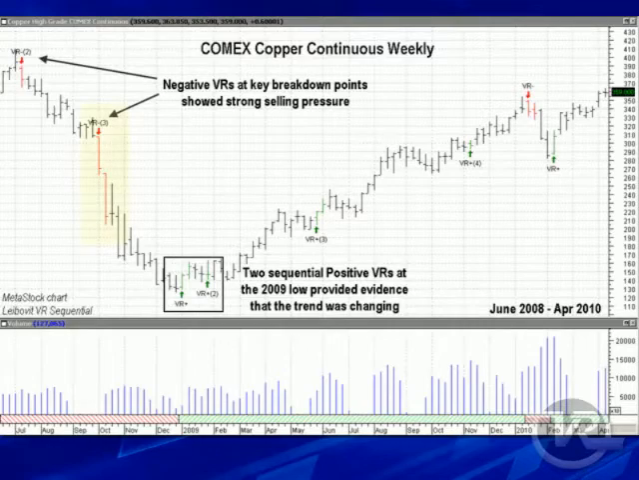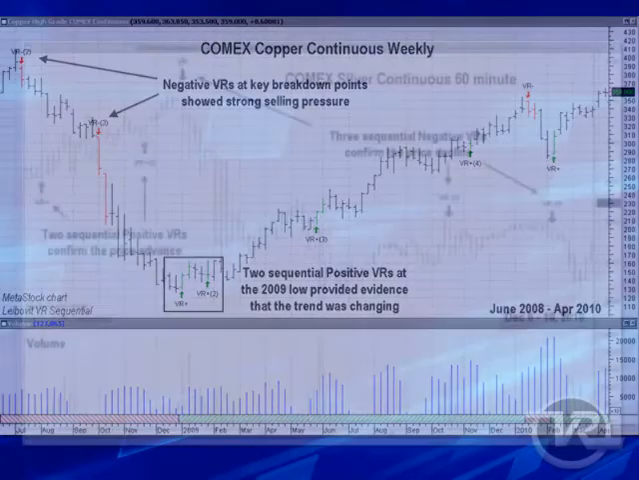So looking at the left side of the screen, we see a negative VR3 in red, and immediately following that another red bar indicating that volume and price were both moving in the same direction. That is, price was declining and volume was increasing at that time. Negative VR as a key breakout point showed strong selling pressure here in that COMEX Copper Continuous Weekly chart, as you can see. And then at the bottom of the chart, 2 sequential positive VRs at the 2009 low provided evidence that the trend was changing back to the positive.